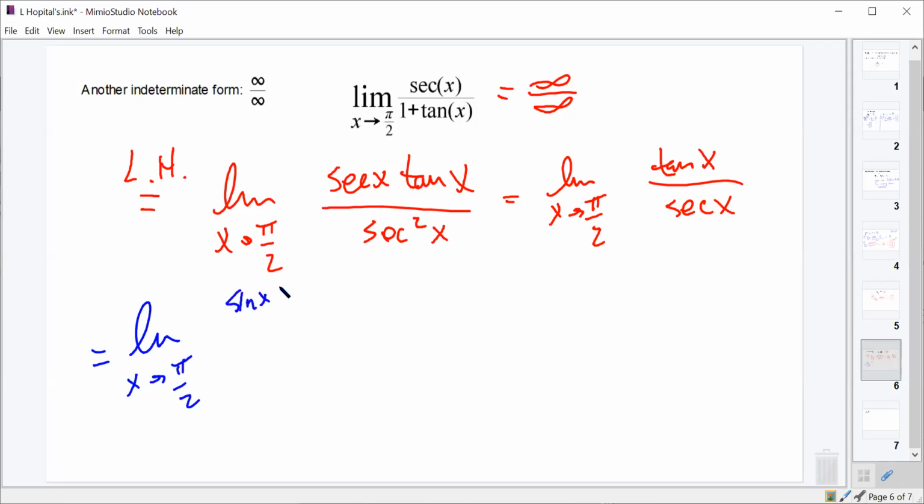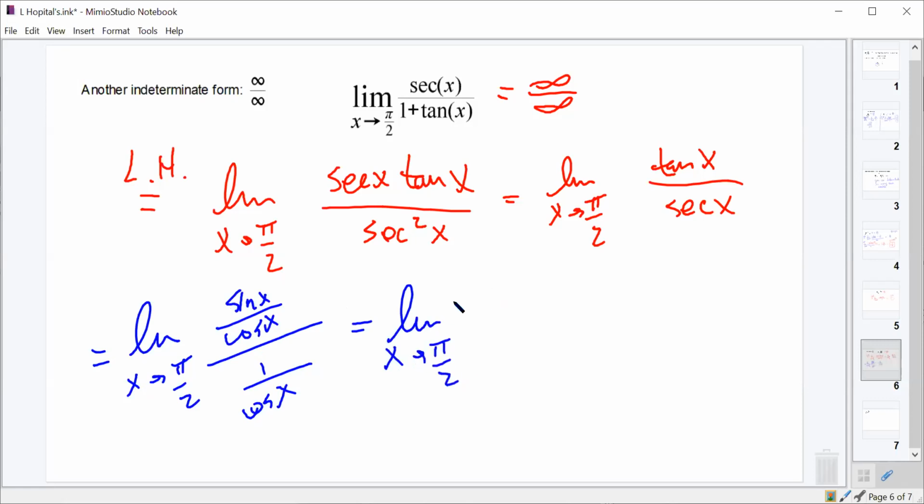Rearrange that trig: sine x over cosine x over 1 over cosine x. And then that just becomes the limit as x approaches pi over 2 of what? The cosines cancel. It's just sine x. And what's the sine of pi over 2? 1.